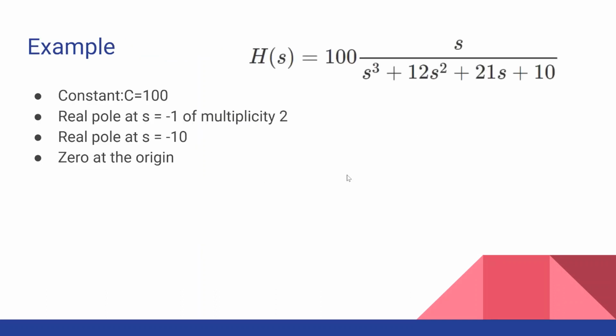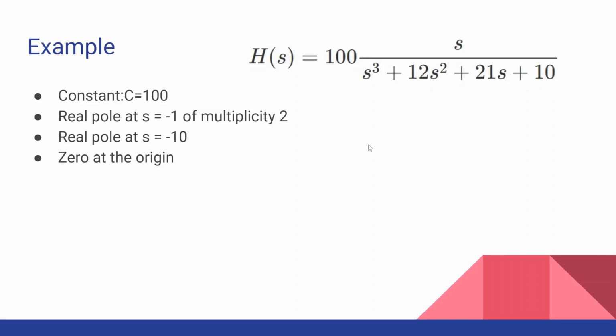When looking at an example, we have this one, H(s). It's a little bit more complicated than some others you might see. With this, it has a constant of 100. It has a real pole at s of -1. It also has a real pole at -10, and it also has a zero at the origin. So based on this, we'll see how we can make the Bode plots.